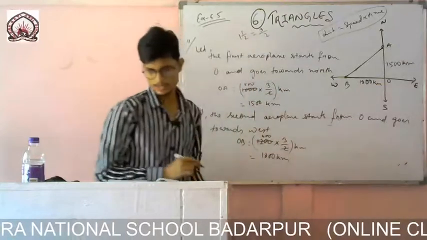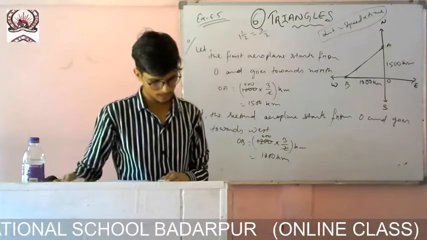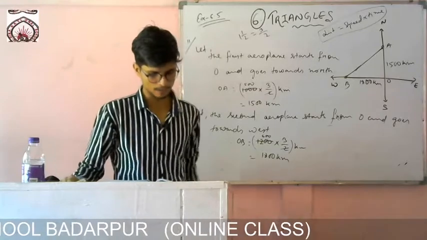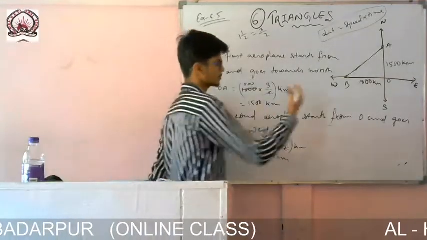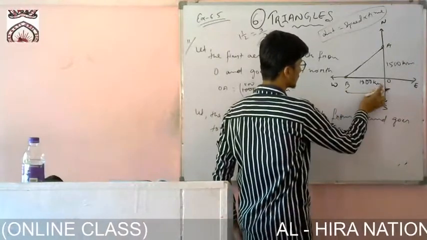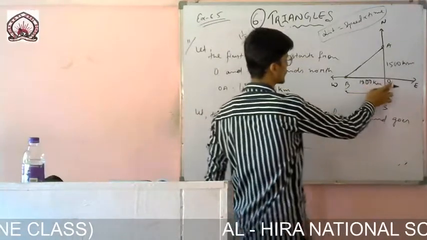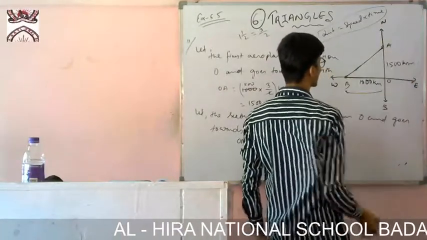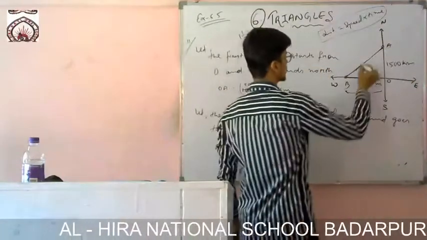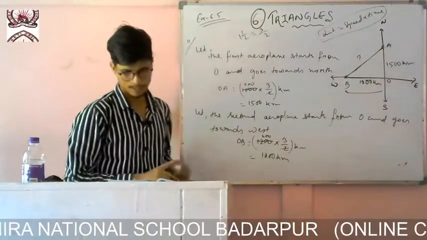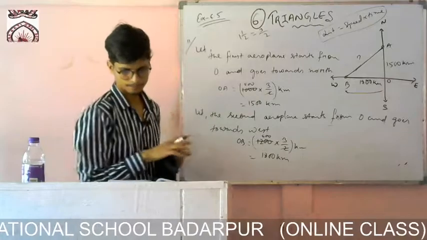So the last line of the question, what is given? How far apart will the two planes be after 1.5 hours? So they have consumed 1.5 hour, and one reached a point 1800 kilometer from the point O, and this one reached a point A, 1500 kilometer from the point O. That means I have to find the distance between these two planes. That means AB. So now I can use Pythagoras theorem.